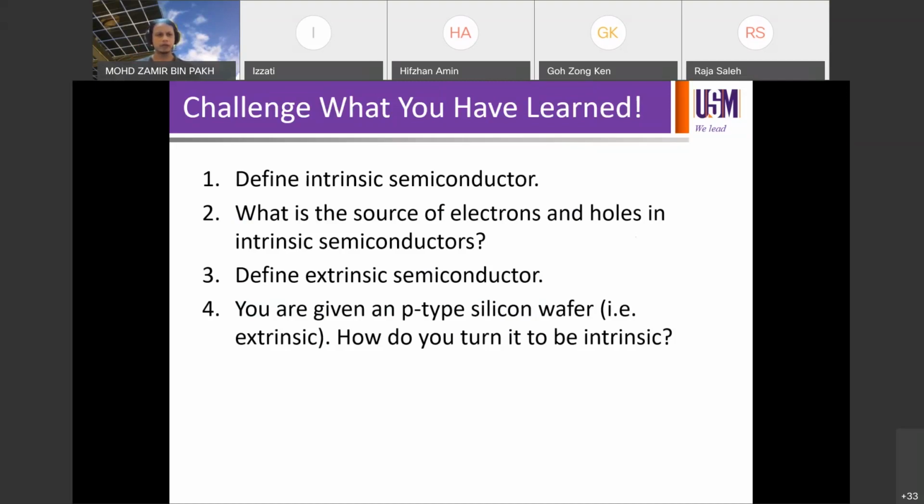The last one. You are given a p-type, or if n-type then n-type, silicon wafer that is extrinsic. How do you turn it to be intrinsic? So how do you turn the extrinsic silicon to be intrinsic silicon? Give me 2 ways to do it. How? Anyone?